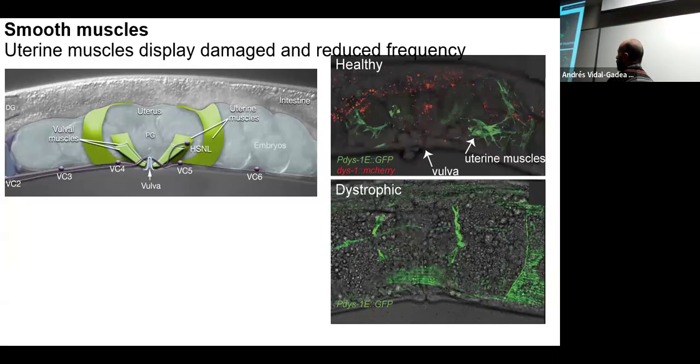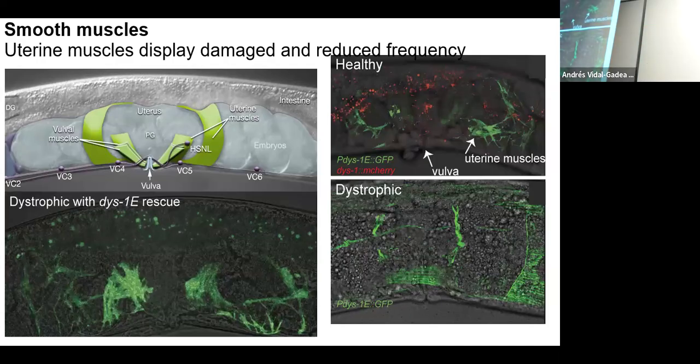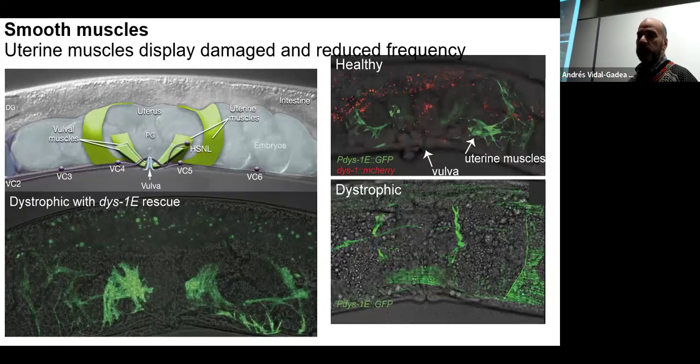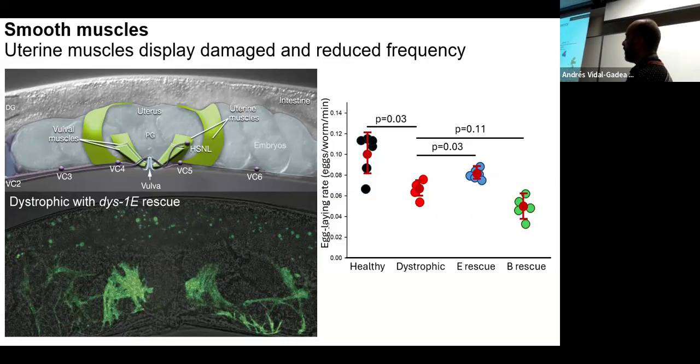Now, when we put this isoform back, this is isoform E of dystrophin, one of the shorter ones that we're tagging here, in dystrophic animals, we saw a recovery of these tissues. And now we can see these uterine muscles again in a dystrophic animal, right? That is also true at the level of the function. So here is a healthy animal's egg laying rate versus a dystrophic animal that is impaired. And when we put dystrophin E back in the uterine muscles, we see an improvement. If we rescue a different isoform in other tissues, we don't see an improvement, right? So it's specific to the isoform that is there.